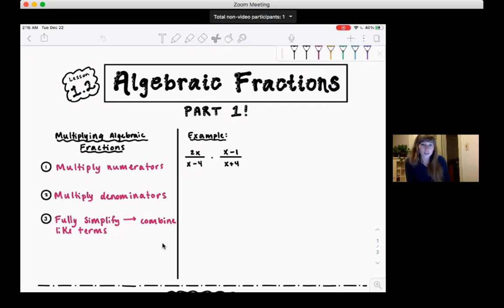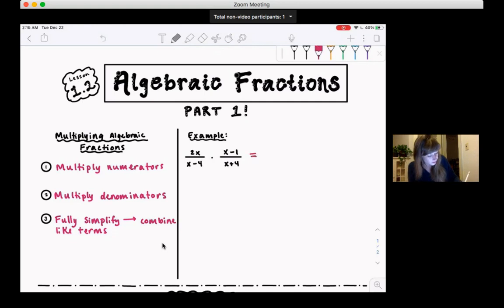This lesson is on algebraic fractions. We'll have two lessons on algebraic fractions. One is on multiplying them and one is on adding and subtracting. So we're going to start with multiplying. Algebraic fractions look like this, so they're fractions that have variables in them. And to multiply them, we just multiply across. So you're going to multiply the numerators together, multiply the denominators together, and then just make sure you've fully simplified and have combined like terms.